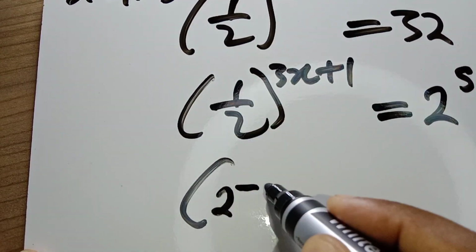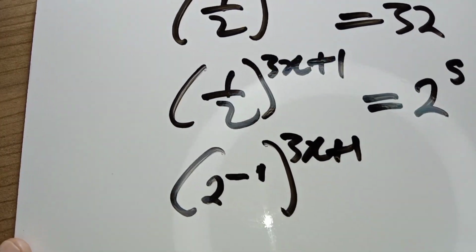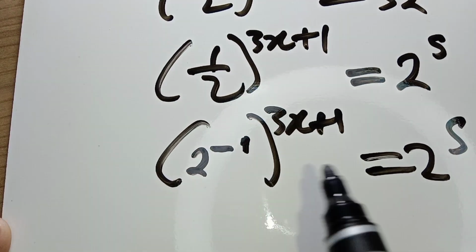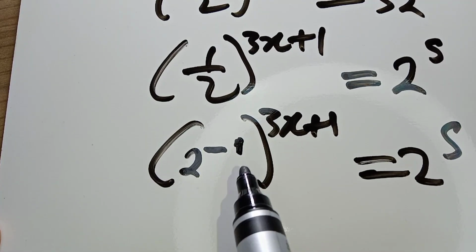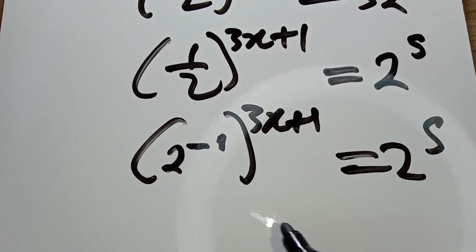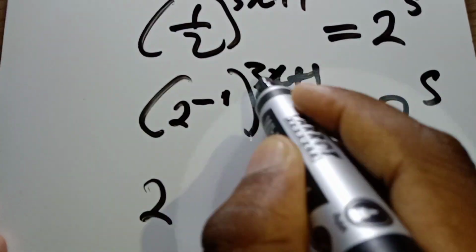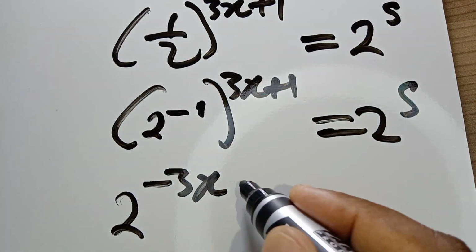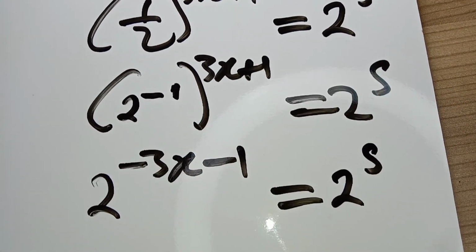This negative was taken care of by the 1 over. Then we still have the outer exponent, and we still have 2 to the exponent 5 on that side. Remember, if you press 2 to the exponent negative 1 on your calculator, you must get 1 over 2. Now we can take this negative and multiply it there. Then we're going to have 2, then negative 1 multiplying 3x gives negative 3x, and negative 1 multiplying positive 1 gives negative 1. Then this side we still have 2 to the exponent 5.